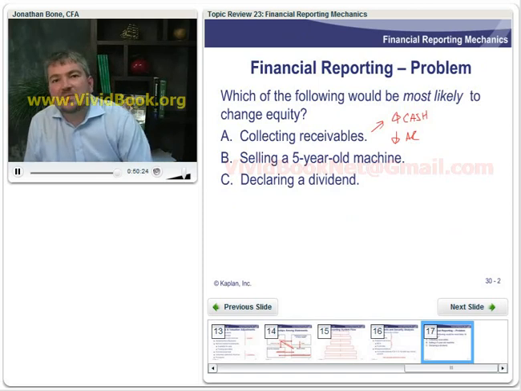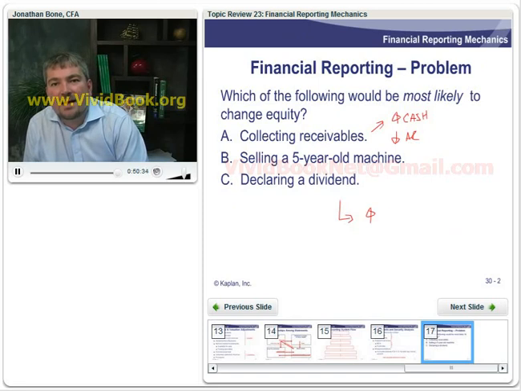Let's imagine as well, let's skip C, declaring a dividend. We've seen this already. Increase a liability, dividends payable. And the other side of declaring a dividend would typically be reducing retained earnings.